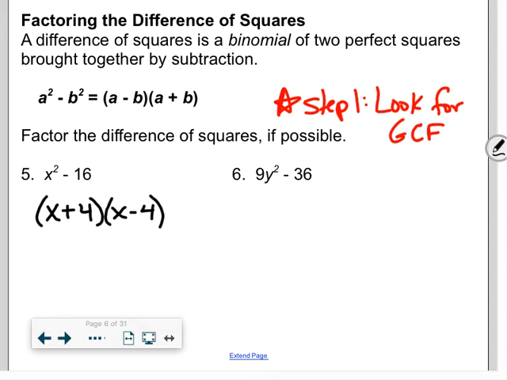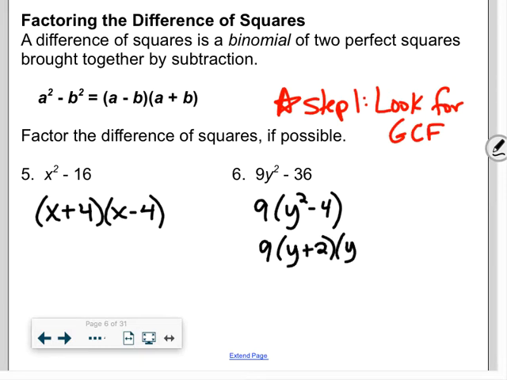In number 6, don't forget that step 1 is look for the GCF. In number 6, I have 9y squared minus 36. What's the GCF here? So you get 9 times the quantity y squared minus 4. So then that's 9 times y plus 2 times y minus 2. So don't forget about step 1. You always do that before anything else.